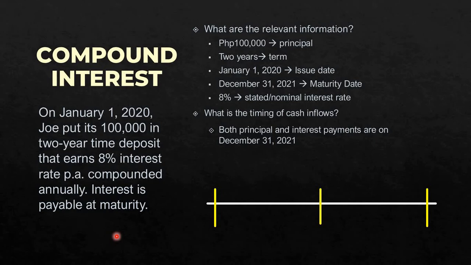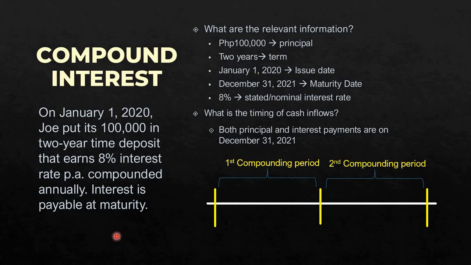Ibig sabihin, ang ating compounding period is equal to 1 year. And since we have a 2-year term, so meron tayong dalawang compounding periods. So yung first compounding period natin is 2020, then our second compounding period is 2021. Again, anong purpose ng compounding period? So ang gagawin natin is, after every end of each compounding period, magko-compute tayo ng interest. At sa pag-compute ng interest at the end of the compounding period, ang magiging basis natin ay yung principal plus all interest accumulated since the start. So, lahat ng interest na na-compute natin since the start, idadagdag yun sa principal at yun yung magiging basis ng ating interest for the next period.